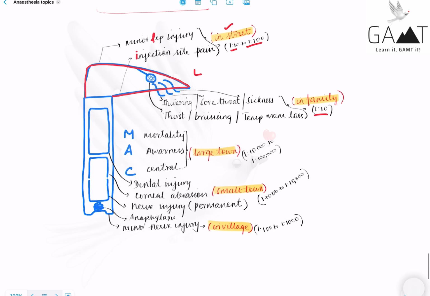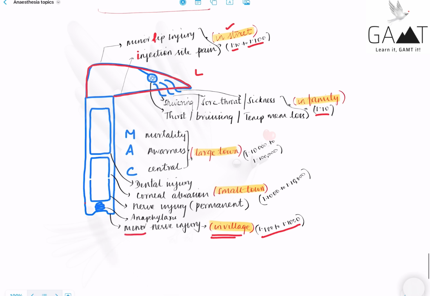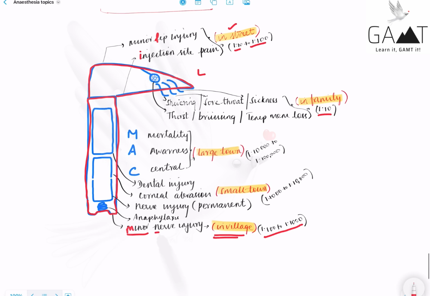Next we go to the in the village category, which is uncommon. This is 1 in 100 to 1 in 1000 frequency, and that is minor nerve injury. So the base of the blade resembles the M, that's for minor. This part of the handle, sorry, the base of the handle, resembles the N, for nerve injury. So minor nerve injury.